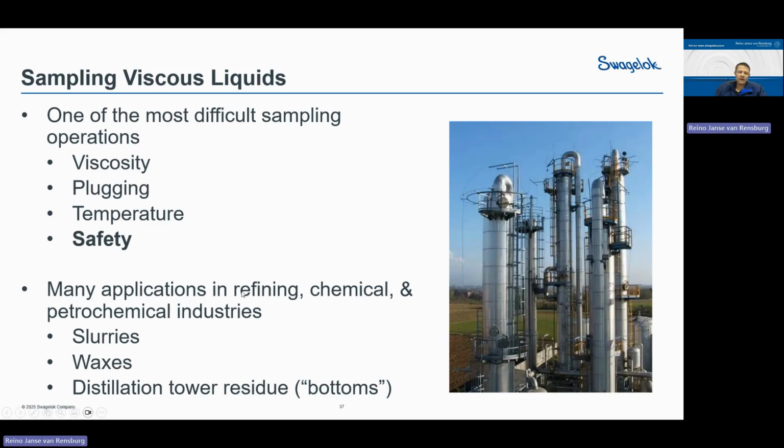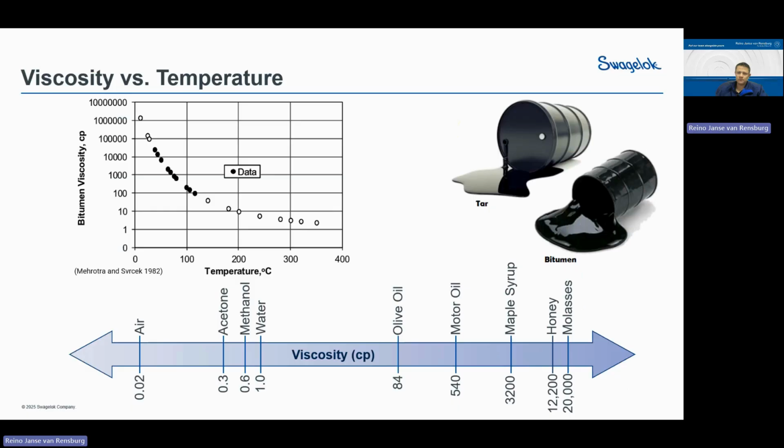So many different applications are, for instance, slurries or waxes. And if you look at your distillation tower residue or your bottoms, as most people in the refineries will know, they are quite viscous. So it's like a thick oil or a grease type of application that needs to be sampled.